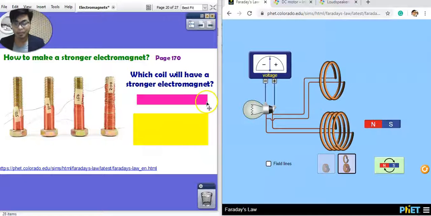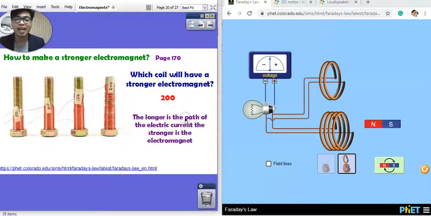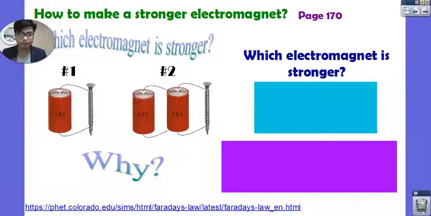So if we relate this to what we have here, which coil will have a stronger electromagnet? Is it the 50, 100, 150, or 200? Well, definitely that is the 200. Why the 200? Because the longer the path of the electric current, which speaks about the path here on the coil, the stronger the electromagnet would be.